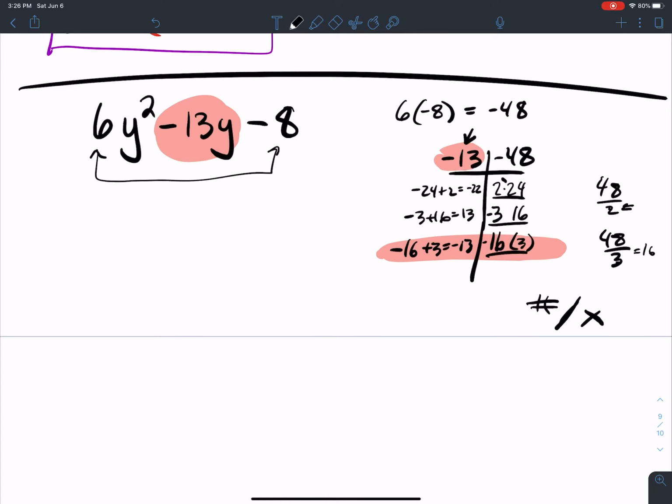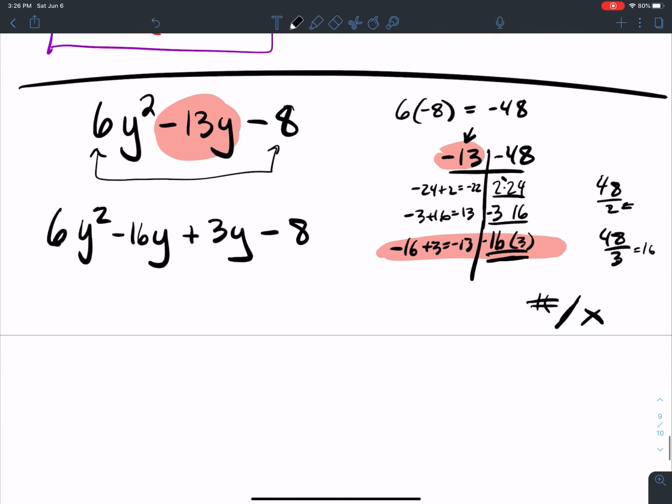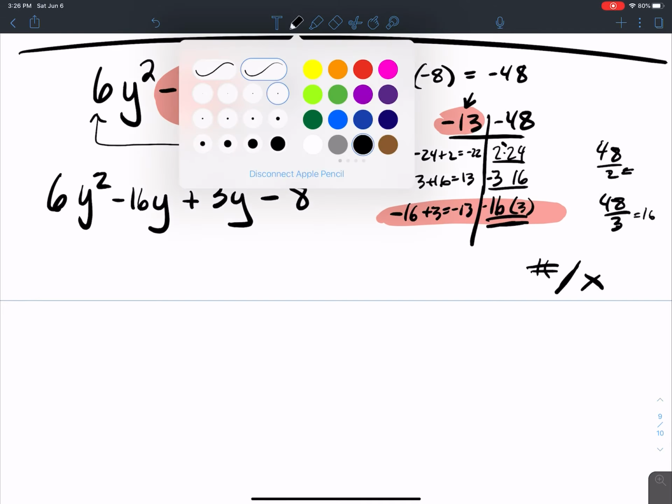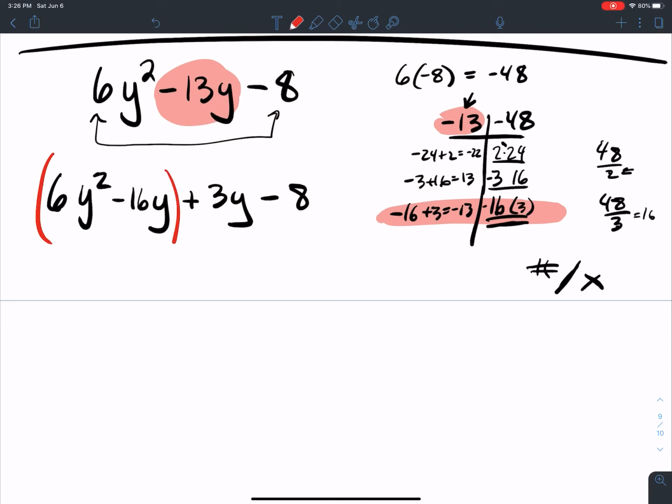So we got the whole number pair, so that tells me 6y squared, and then I have what? I have a minus 16y and a plus 3y and a minus 8. Okay? Now, 4 terms, I'm going to factor by grouping. Group the first 2, group the second 2, and what's in the middle? A plus, so we don't even have to do anything.